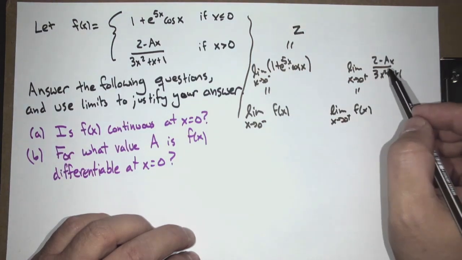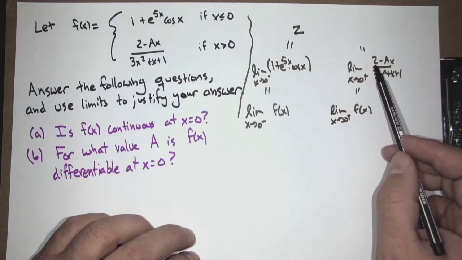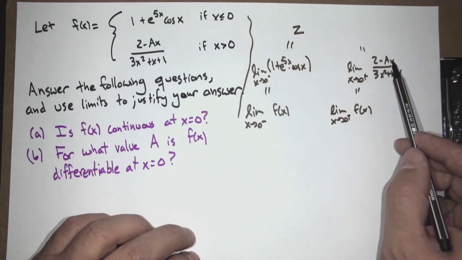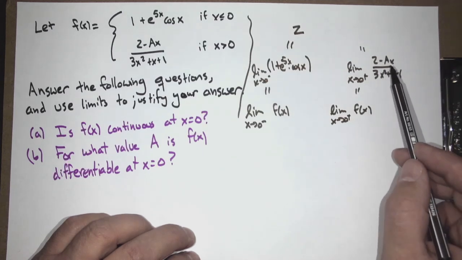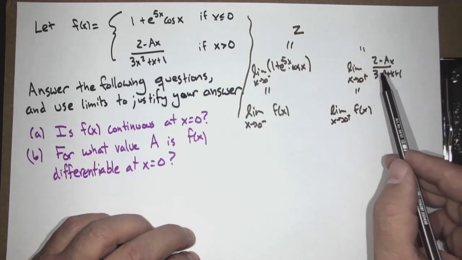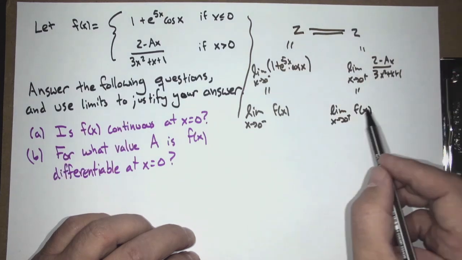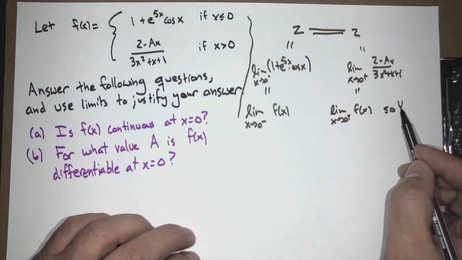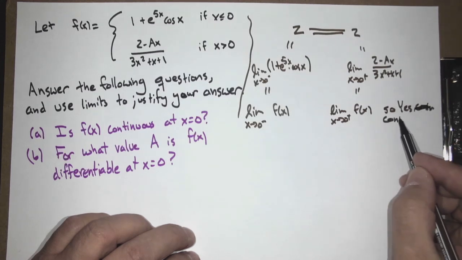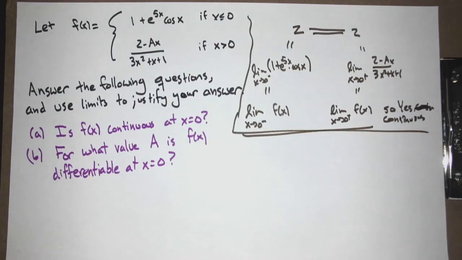Now, same thing over here. Put in 0. What do you get? Upstairs? 2, because a times 0 is going to be 0. Doesn't matter what a is. Downstairs? 1. And 2 over 1? 2. So, continue. So, yes, continuous. And the justification is the limits matching. Okay, so that's part A.